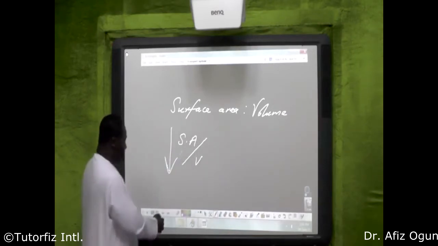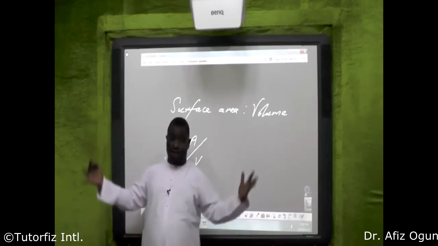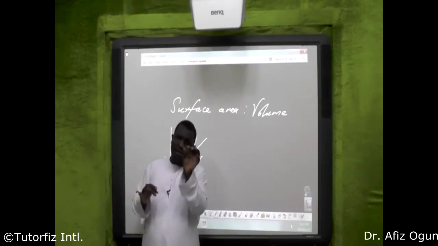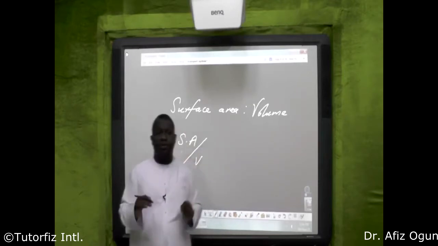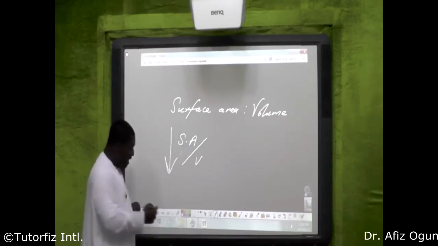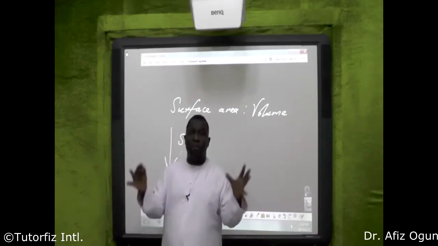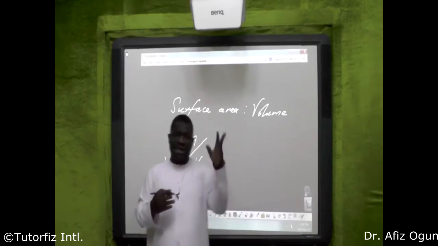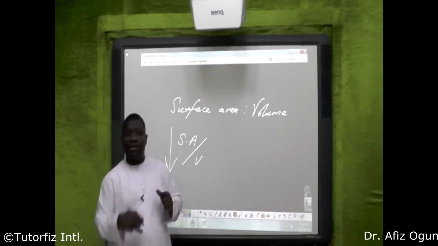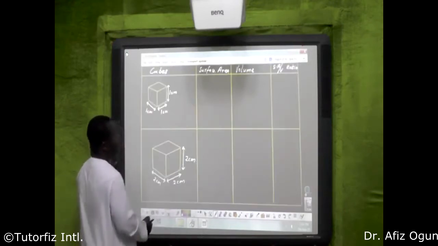So let's look at it. I told you that the bigger the body is, the lower the surface area to volume ratio, and the smaller the animal is, the higher the surface area to volume ratio. Let me give you an example. I have two cubic boxes. One is double the other in dimension. The length of the bigger one is double, the height is double, and the width is double. Let's look at the surface area to volume ratio. Look at the cube.